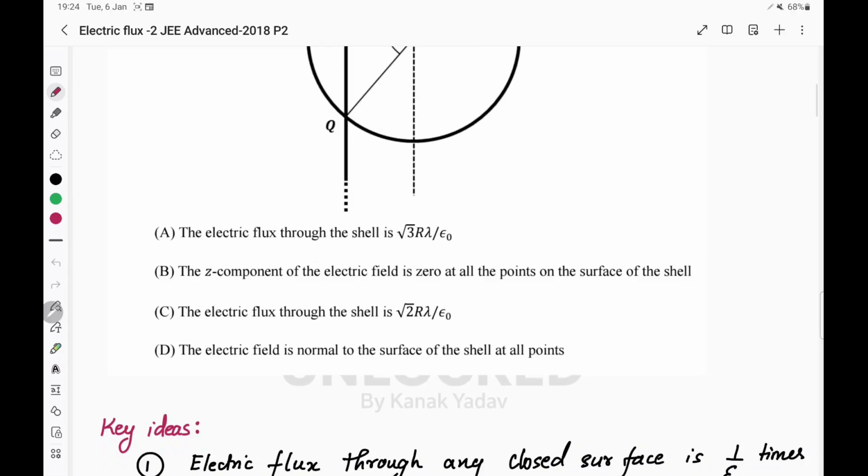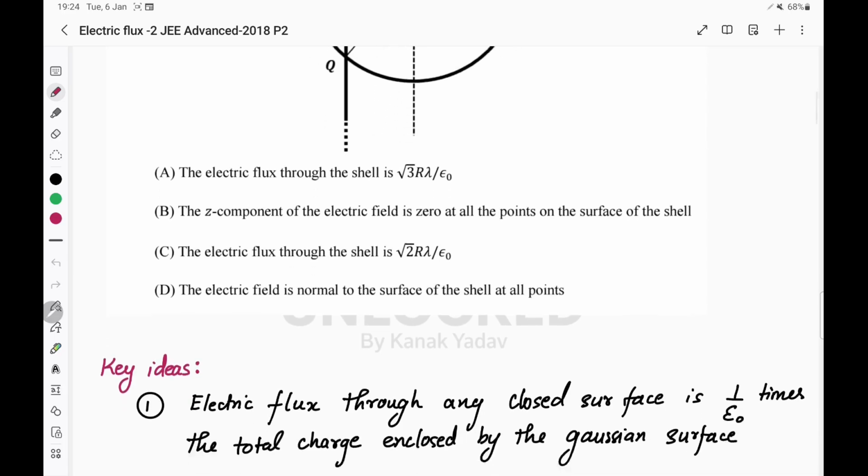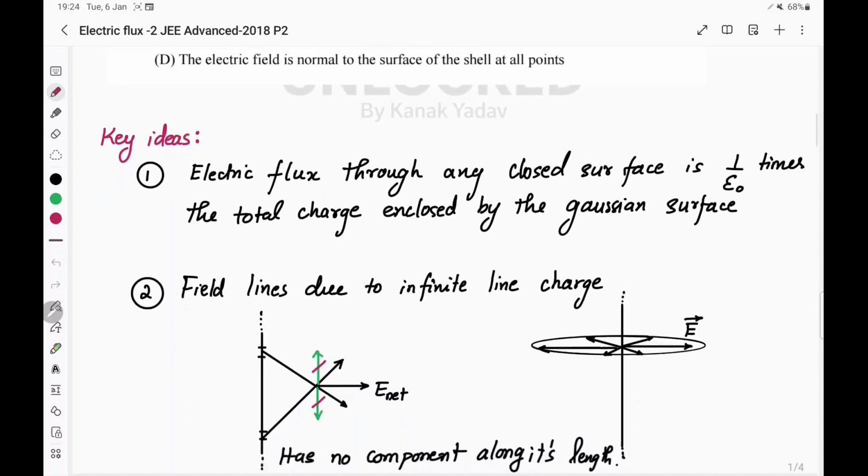So we need to find out the electric flux through the shell, and also we need to check what the z component of electric field will be. Will it be non-zero, or will it be zero, or will it be normal to the surface of the shell at all points? Great. Let's get into the question. We'll start with the key ideas that are very useful in this question.